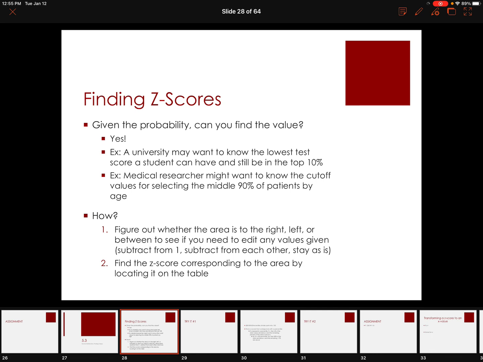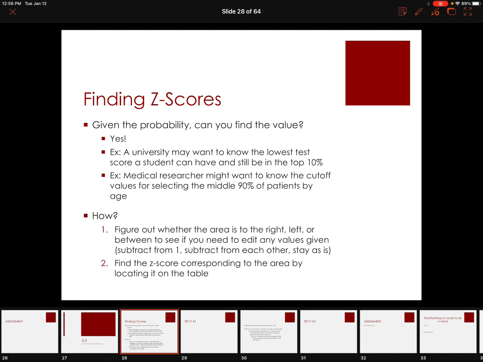A medical researcher might want to know the cutoff values for selecting the middle 90% of patients by age. Again, given the percentage, given the probability, and working backwards. So how are we going to do this? First, we're going to figure out whether the area is to the right, the left, or between two values to see if you need to edit any of the values that are given.